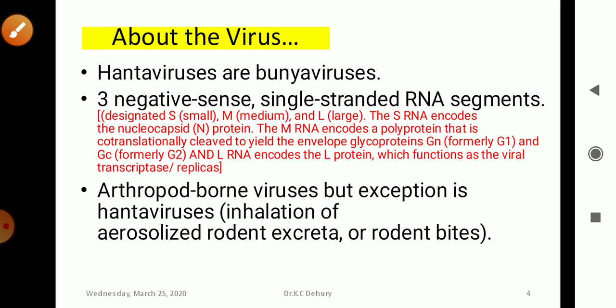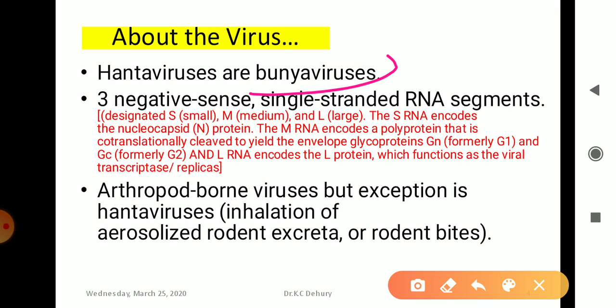About the virus: the Hantavirus belongs to the Bunyavirus group, right? The Bunyavirus group has 4 different types of viruses, and there are 4 important diseases caused by Bunyaviruses. One is Hantavirus pulmonary syndrome. Another is Rift Valley fever.